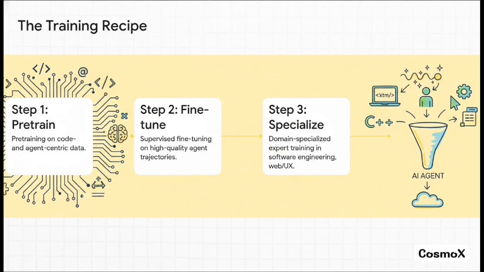First, you start with the basics, pre-training it on tons of code and agent data. Then, for step 2, you do some supervised fine-tuning, basically showing it high-quality examples of how to get things done. Step 3 is about specialization, diving deep into specific areas like software engineering or web development. And the final step, you take all those specialized skills and distill them down into one powerful, ready-to-go model.